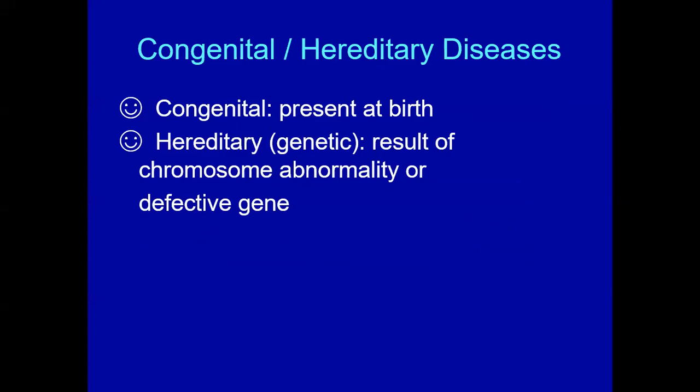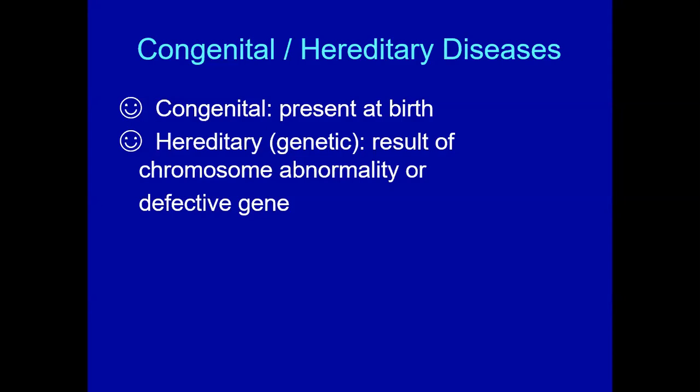Now, there are congenital or hereditary diseases or disorders. There are three types: developmental disorders, monogenic disorders, polygenic disorders, and multifactorial inheritance. Some disorders are called congenital. Congenital abnormalities or anomalies are present at the time of birth.